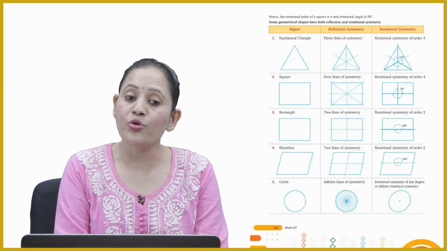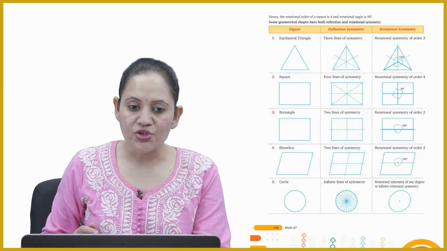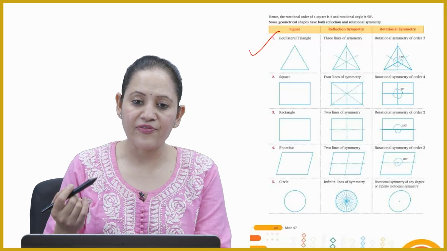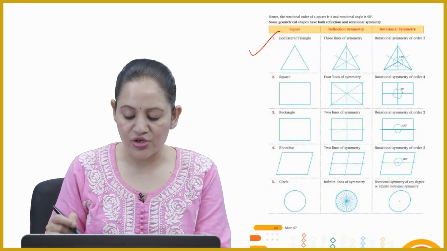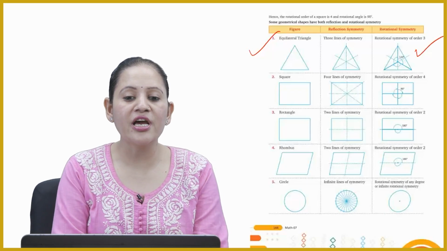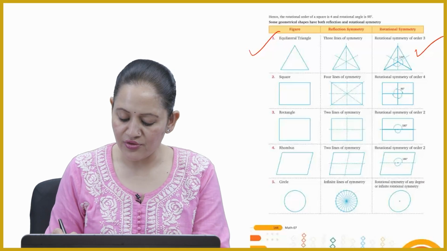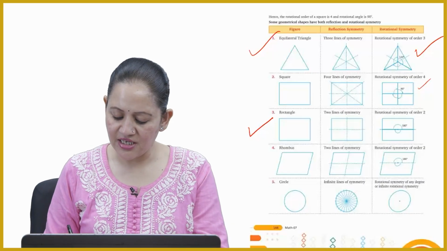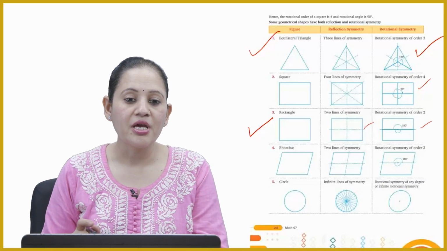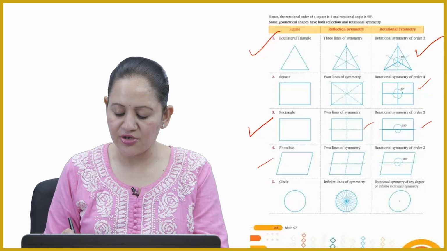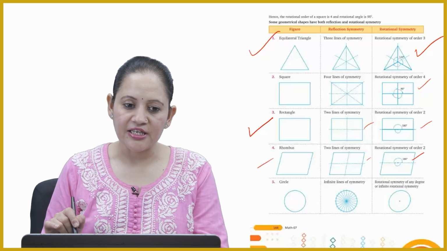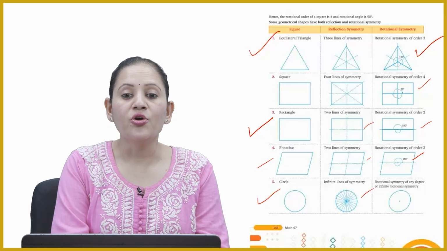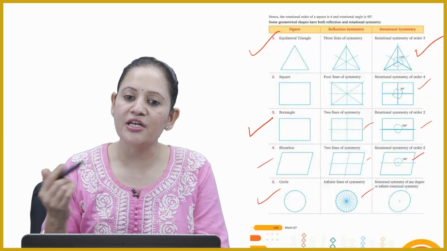Some geometrical shapes have both reflection and rotational symmetry. So, this is an equilateral triangle. It has 3 lines of reflection symmetry and rotational symmetry of order 3. Square has 4 lines of symmetry and rotational symmetry of order 4. Talking about rectangle, a rectangle has 2 lines of symmetry and rotational symmetry of order 2. Rhombus also has 2 lines of symmetry and rotational symmetry of order 2, 180 degree. Clear? Circle has infinite lines of symmetry and rotational symmetry of any degree or infinite rotational symmetry.